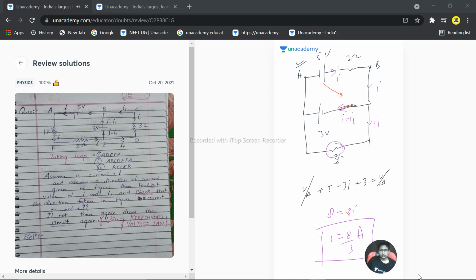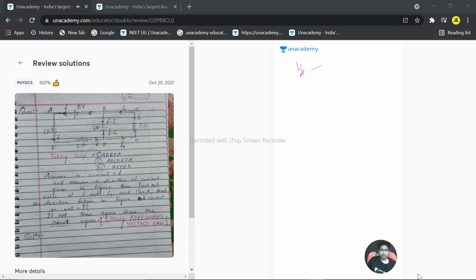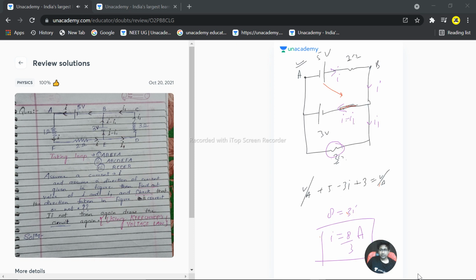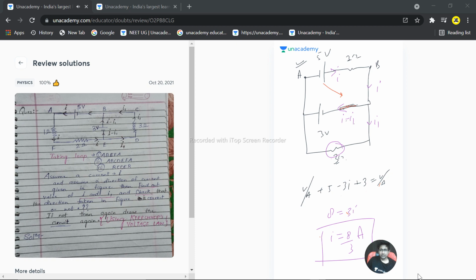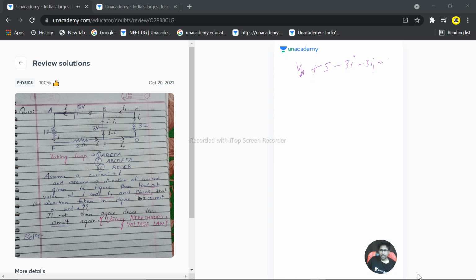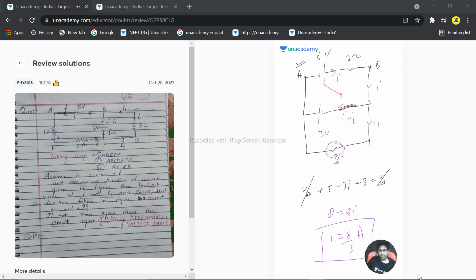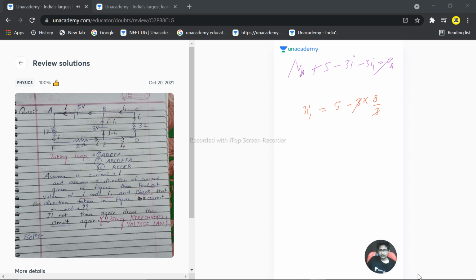Now let's make another loop: VA plus 5 minus 3I minus 3I1 is equal to VA. So VA cancels out, and 3I1 is coming out to be 5 minus 3I. What is the value of I? 8 by 3. That means we get the value of I1 as 5 minus 8, which is minus 3, so I1 is coming out to be minus 1 ampere. That is the value of I1.